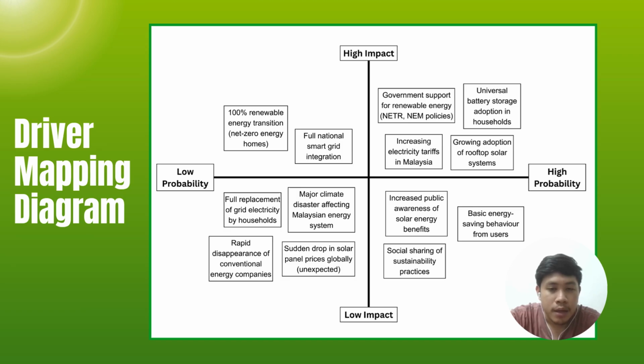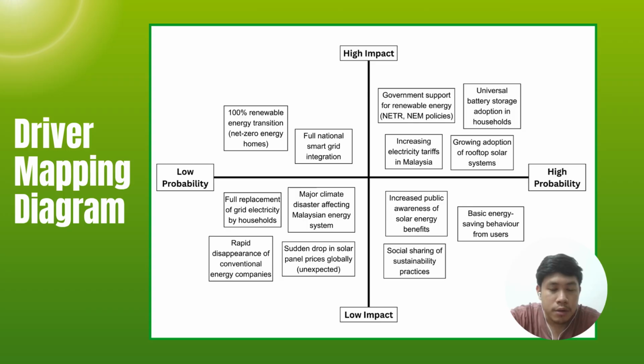So moving on, we see at the top left part, which is the high impact but low probability events. So this area represents the potential scenarios that would drastically change the energy landscape, but they are unlikely to happen in the short term. Examples here include full national smart grid integration or entire neighborhoods transitioning to 100% net zero homes overnight. So we need to be aware of them, but they are not our immediate focus.